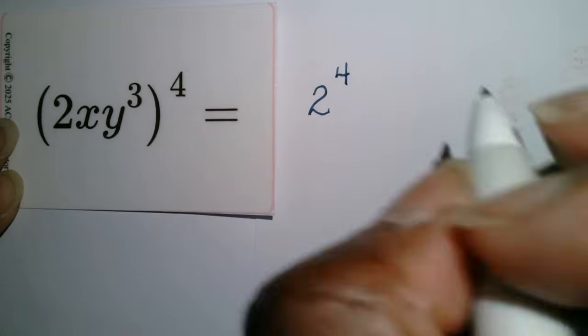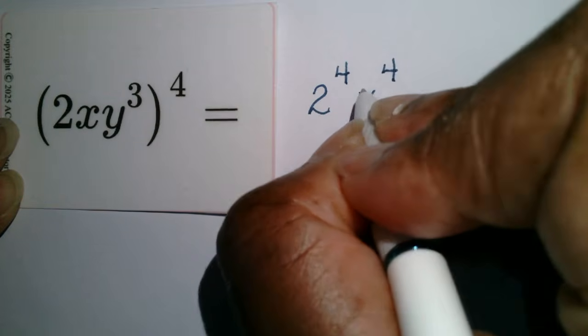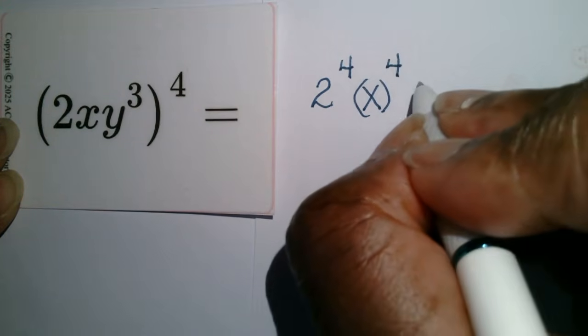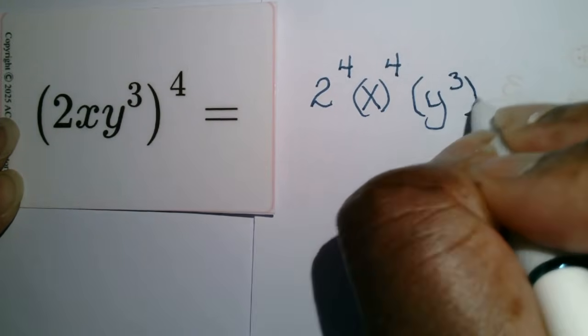Alright, so everything is being raised to the 4th power. So the 2 is being raised to the 4th power. The x is being raised to the 4th power, as well as the y cubed is being raised to the 4th power.